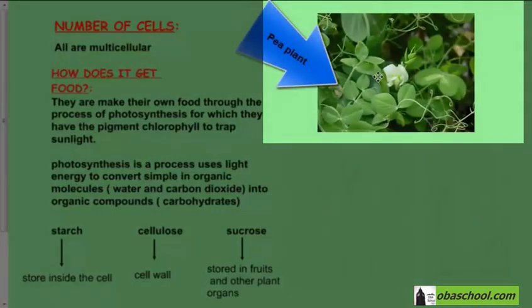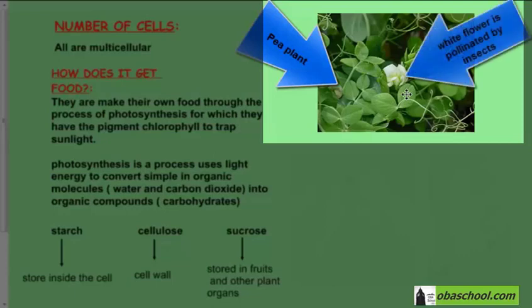For example, let's take the example of a flowery plant called the pea. It has white flowers and it is pollinated by insects. The insects transfer pollen from the male flower into the female flower, which makes a pea.